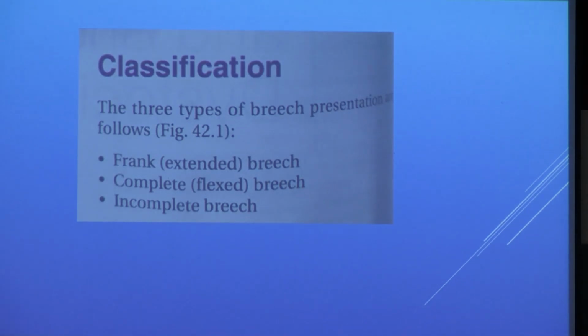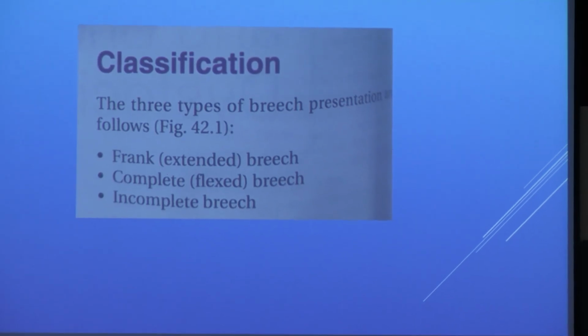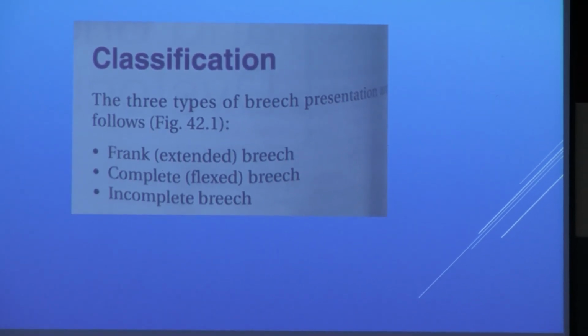What is the classification of breech? Classification of breech: three types. Frank breech or extended breech, complete or flexed breech, and incomplete breech. That is footling presentation, knee presentation, etc.